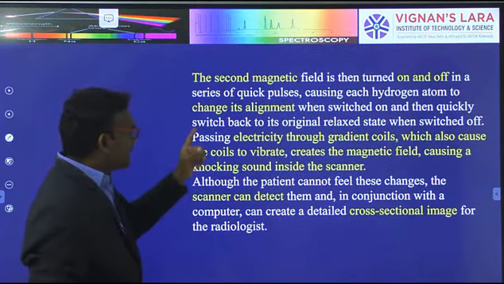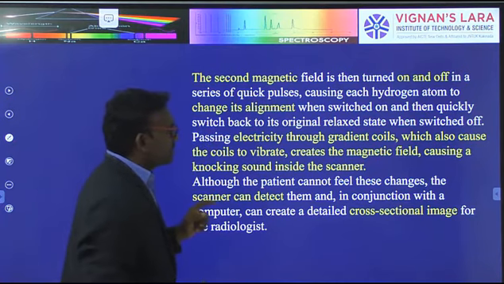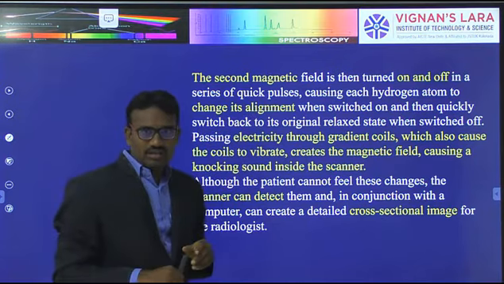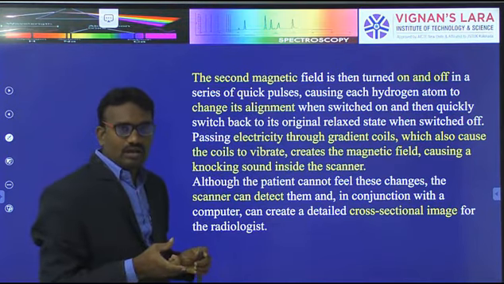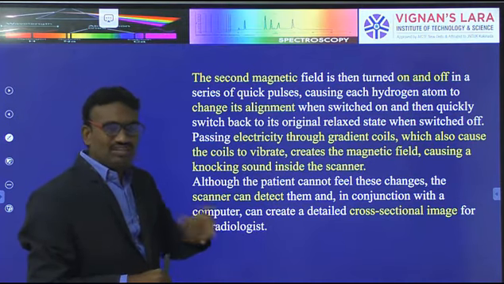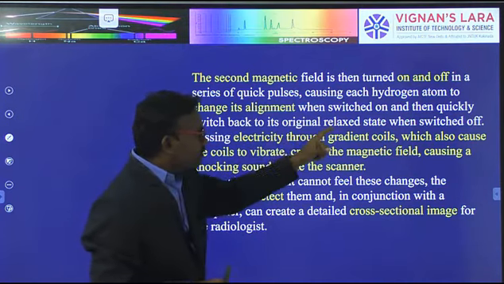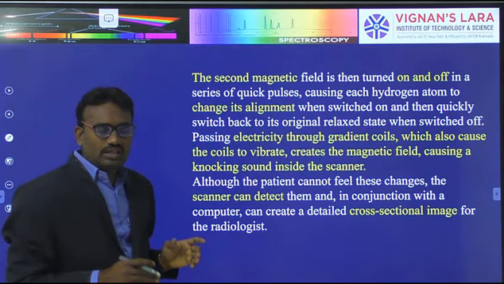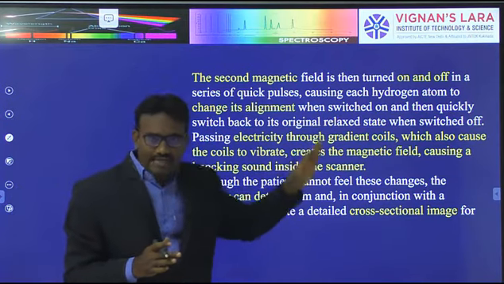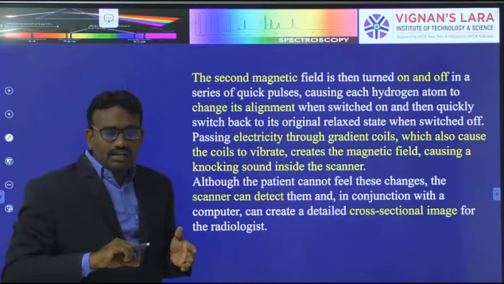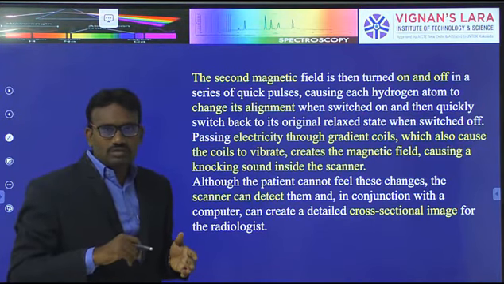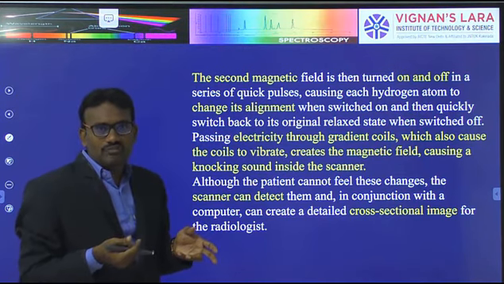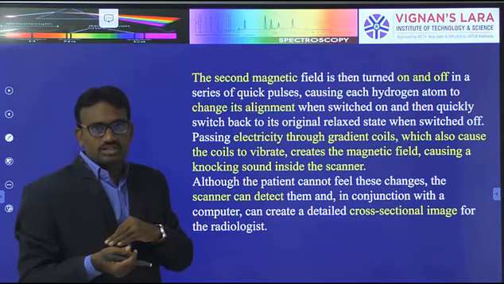The second magnet is then turned on and off in a series of quick pulses. In a short time, this causes each hydrogen atom to change its alignment. When the magnet is on, the hydrogen atoms change their position, and when it is off, they change again from the original position.